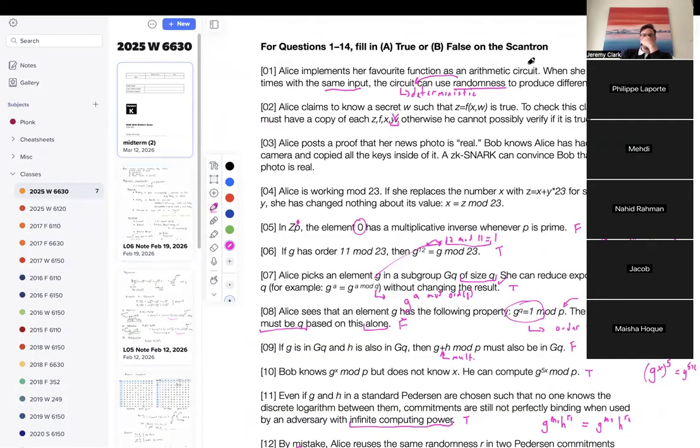Alice implements her favorite function as an arithmetic circuit. When she runs it 10 times with the same input, could it give you 10 different outputs? It cannot. Circuits are deterministic. So circuits, same input always gives you the same output. If you run it 10 times with the same input, you'll always get the same output. And this one ties back to the idea that if you want to prove something, it needs to be based on computation. So it can't look at a photo and know whether it's real or not. It needs to have computation.